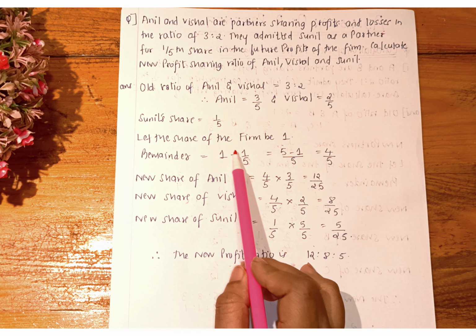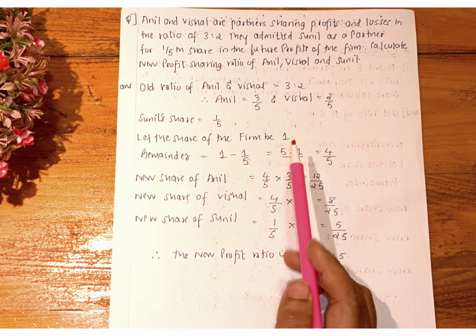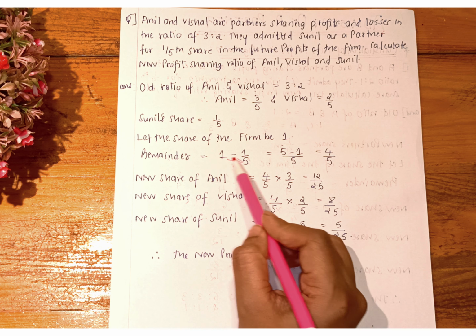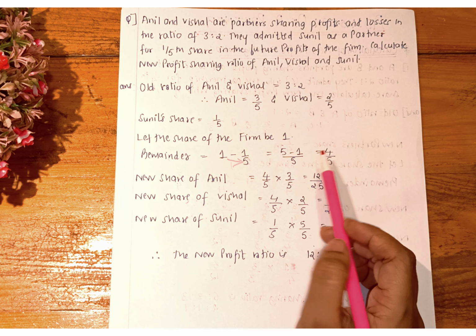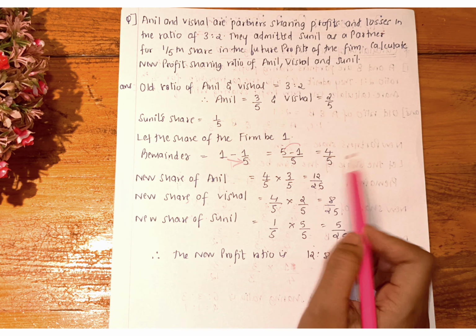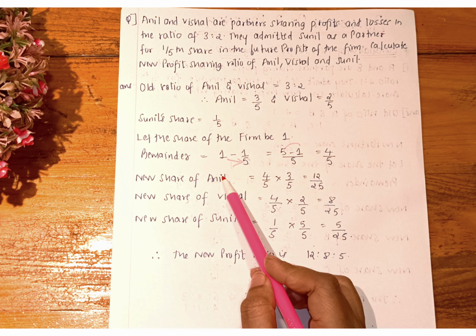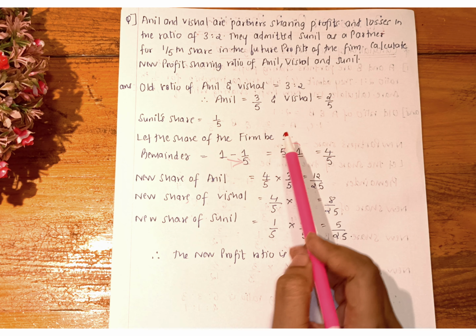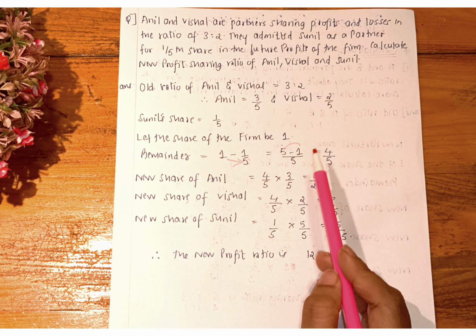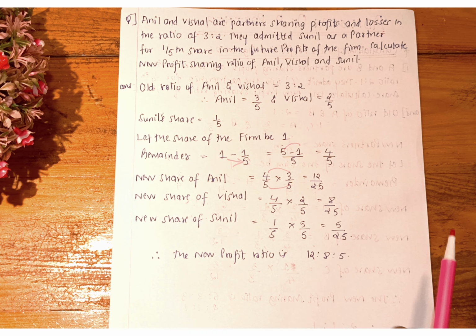So the remainder will be 1 minus 1/5. 1/5 is the share in which Sunil is admitted. So just cross multiply. 5 ones will be 5 and this minus 1/5 as it is. So 5 minus 1, 4, 4/5. This is the remainder. Now we need to find the share of Anil, Vishal and Sunil. For Anil we will take the remainder first, then we will see his old share was 3/5. So just multiply. 4 3s are 12, 5 5s are 25.